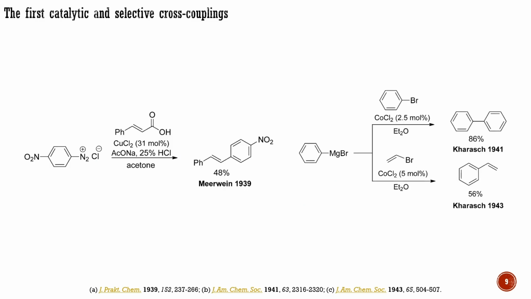The first systematic investigation of transition metal-catalyzed carbon-carbon coupling is found in a 1941 publication by Kharasch, which describes the cobalt-2 catalyzed coupling of Grignard reagents with aryl halides. In subsequent studies, this work was extended to the cross-coupling of vinyl bromide with aryl organomagnesium species. These studies represent not only the earliest reports on catalytic cross-couplings but also the first selective carbon-carbon bond-forming reactions based on 2 different coupling partners.